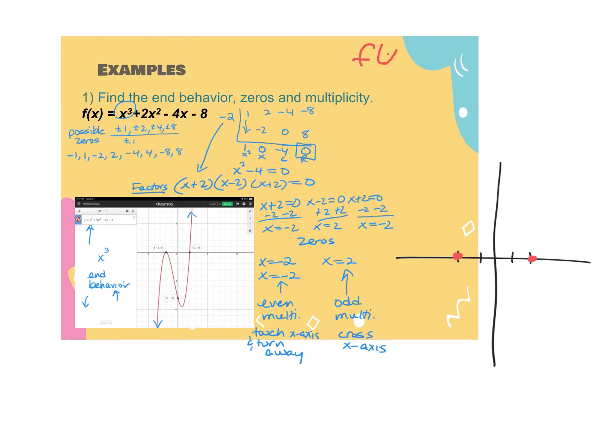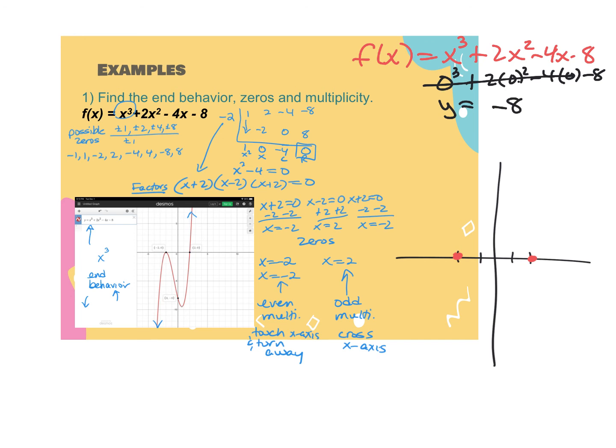My f of x equals x cubed plus 2x squared minus 4x minus 8. Remember, it's just the constant, but just remember, you're plugging in a 0 here. For those of you who want to see the process, all of this cancels and you're just left with y equals -8. And remember, you plugged in a 0. So my y-intercept, 1, 2, 3, 4, 5, 6, 7, 8, is right here.